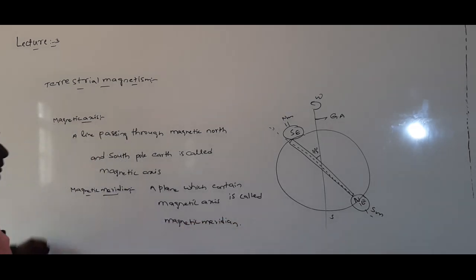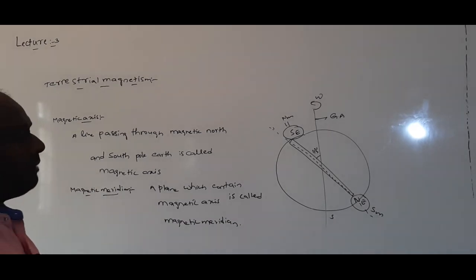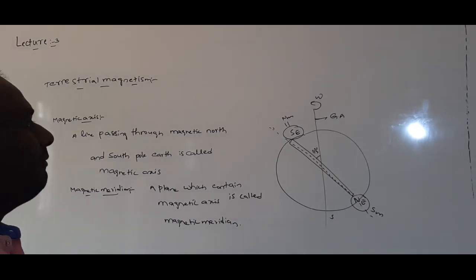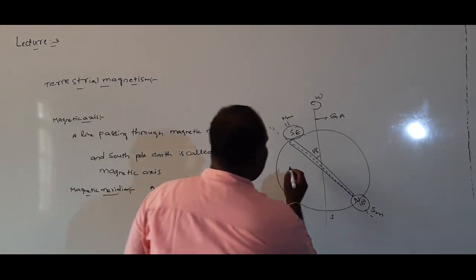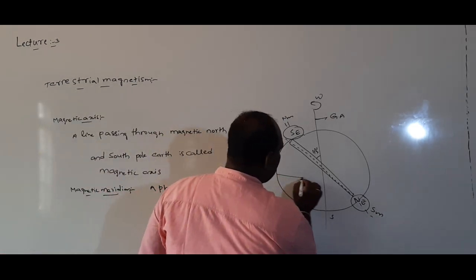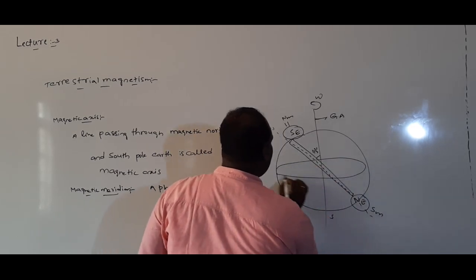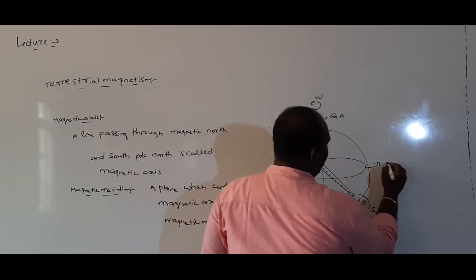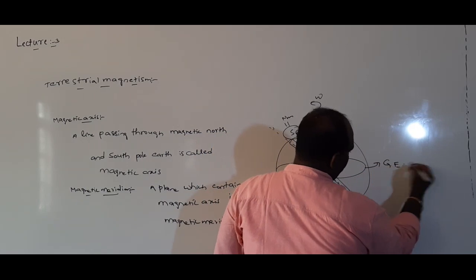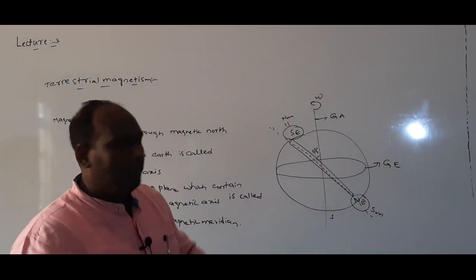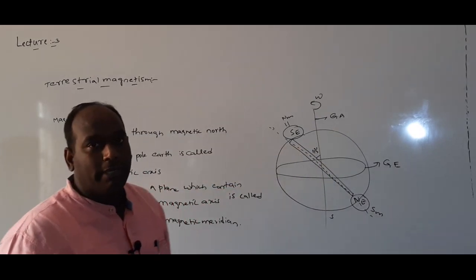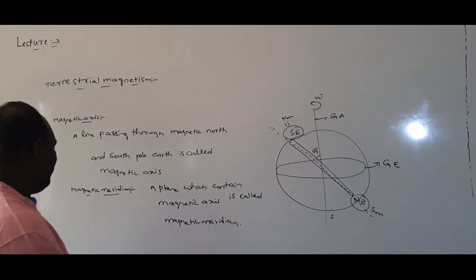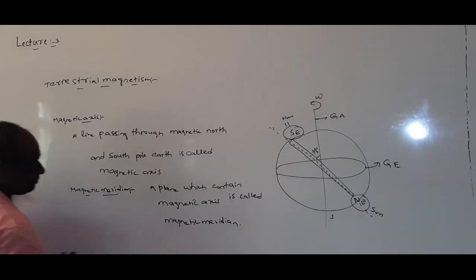I will write a circle, magnetic equator. What is meant by magnetic equator and geometric equator? I will explain. A circular plane which is perpendicular to the geometric axis is known as the geometric equator, GE. I will write that also, equator.